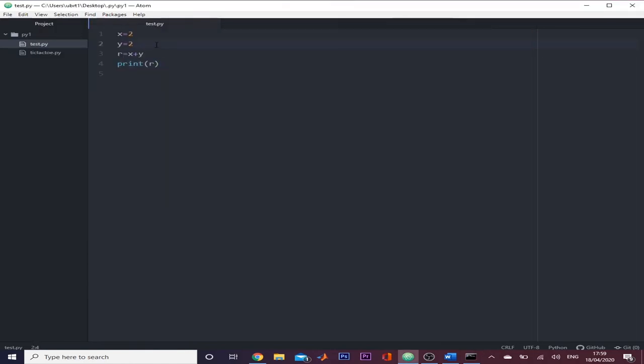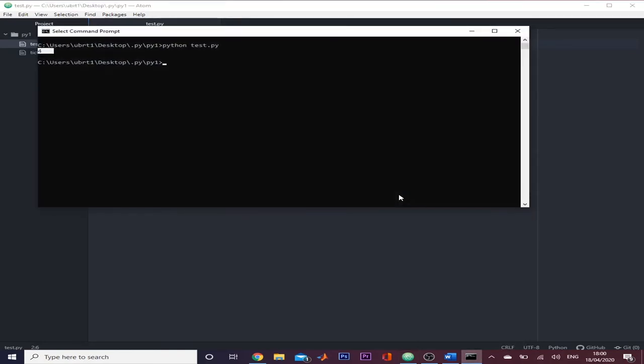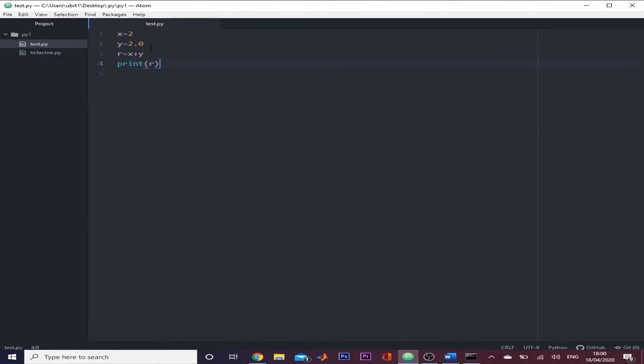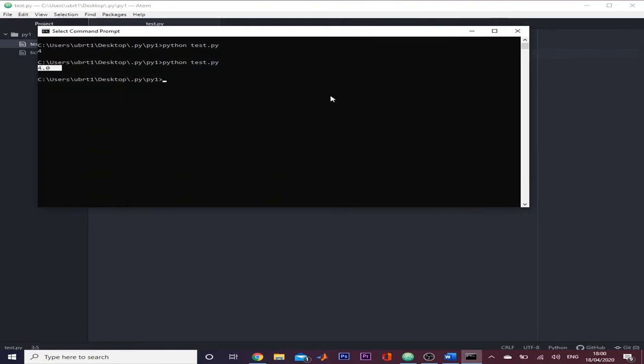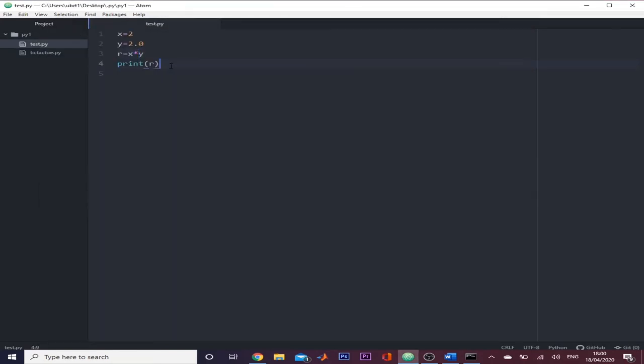And if any one of the data types is a float, then the answer will also be a float. So if I write here 2.0, then our answer will come in float. This is 4.0. So if one or more than one type is a float, then the answer will always be float. Similarly for subtraction and multiplication, there is nothing new. We will get a float answer.